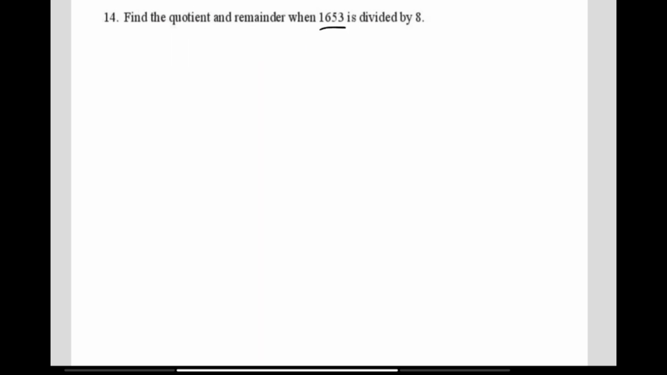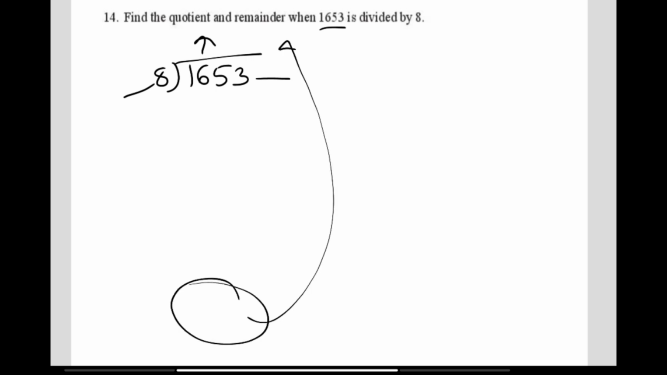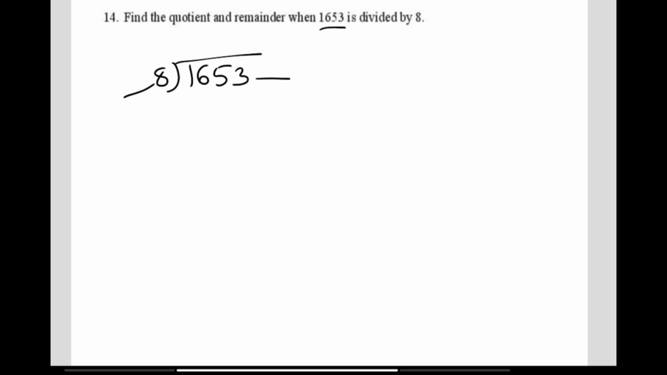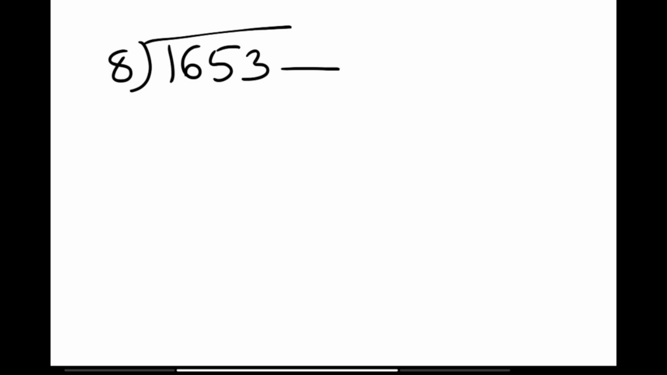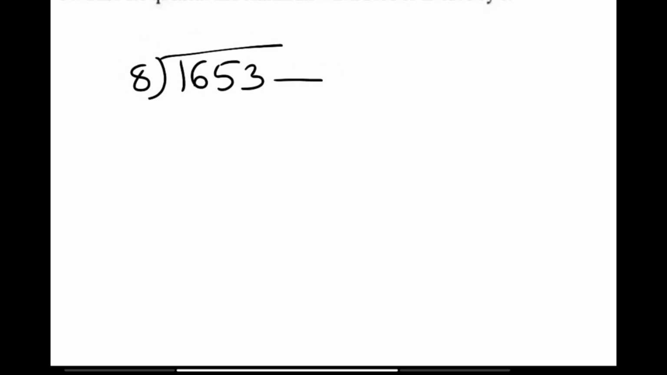We'll take this number, that is our 1653 divided by 8. So this is the divisor, this is the dividend, and whatever answer we get is the quotient, and at the end what is left will be called the remainder. Later I will tell you once again. So first we'll start with this one. You have to read the table. First you have to see this number. 1 is there and 8 is there here.